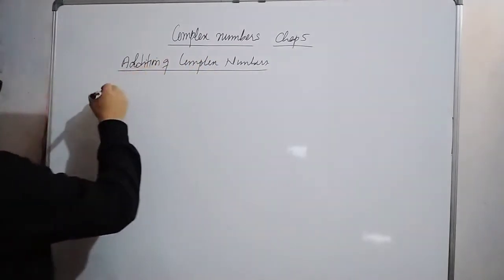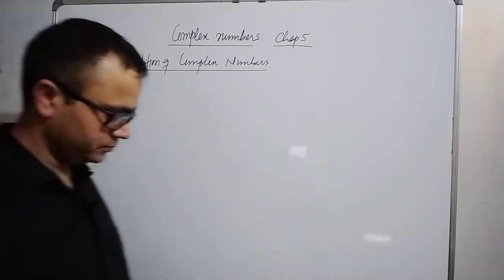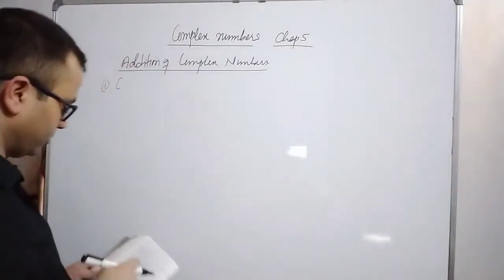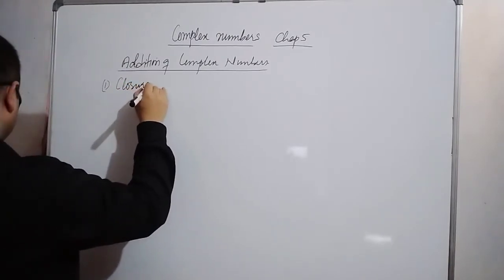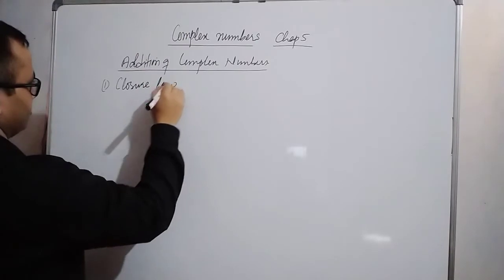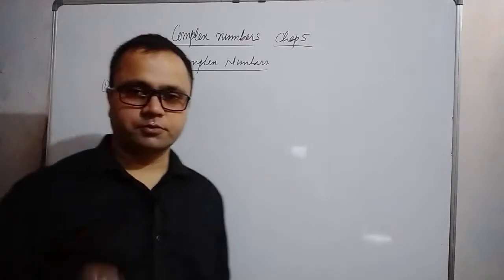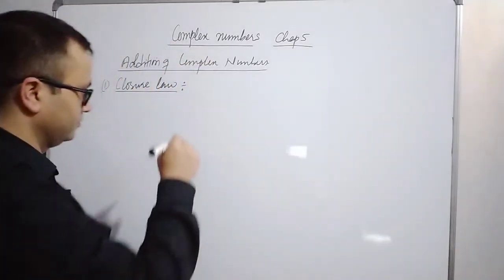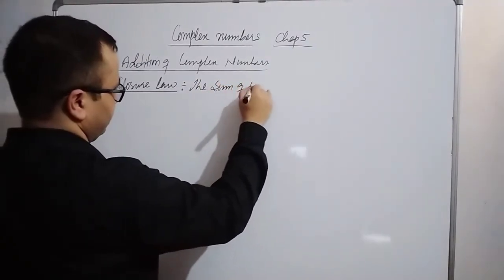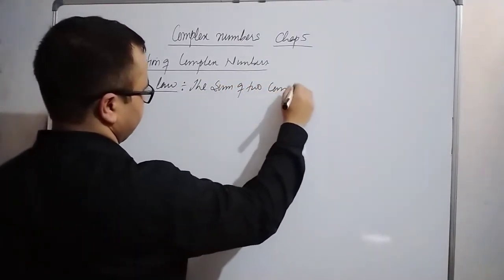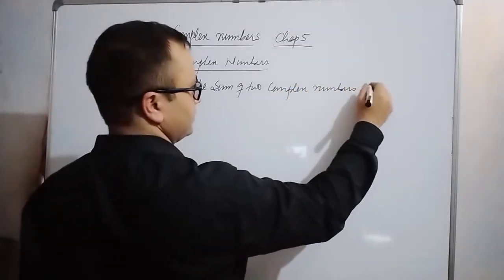So there are some properties of complex numbers. Number one is closure property. It is also known as closure law. In closure law, the sum of two complex numbers is a complex number.